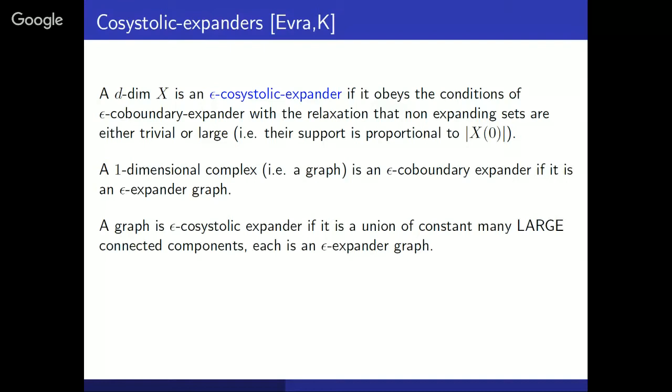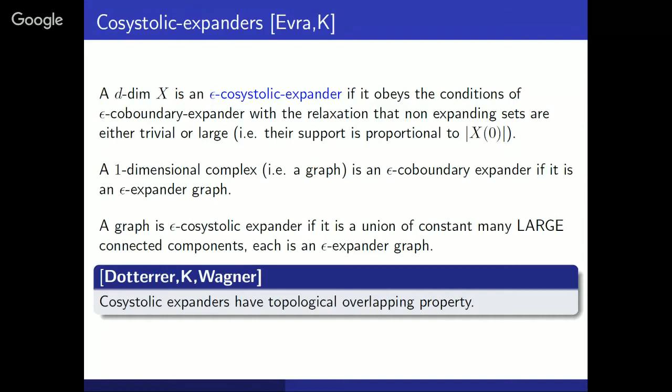And why do we study it? Because it's easier to study, but it still gives us the property that we want. We showed that cosystolic expanders still have the topological overlapping property. So if we're interested in answering Gromov's question, getting a cosystolic expander is enough, and somehow to understand them is easier from the combinatorial properties of the object.